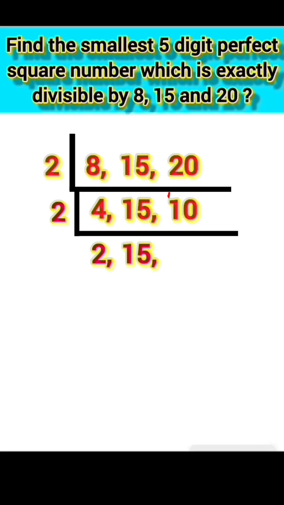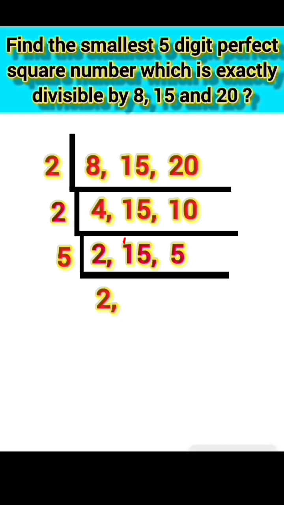The other number 10. 10 is divisible by 2. 2 fives are 10. Now here we have 2. 2 is not divisible by 5. We write down as it is. The other number 15. 15 is divisible by 5. 5 threes are 15. The other number 5. 5 is divisible by 5. 5 ones are 5. We got 2, 3 and 1.